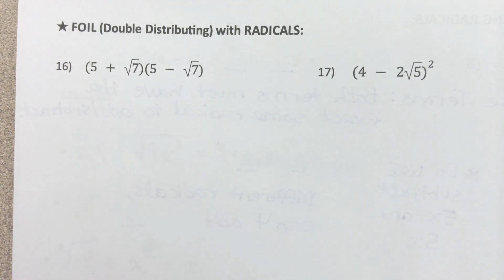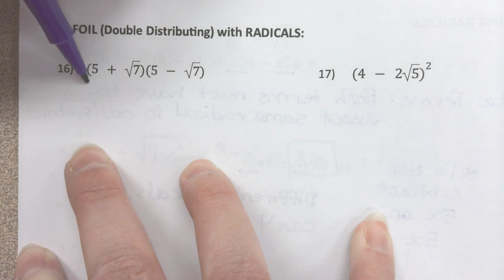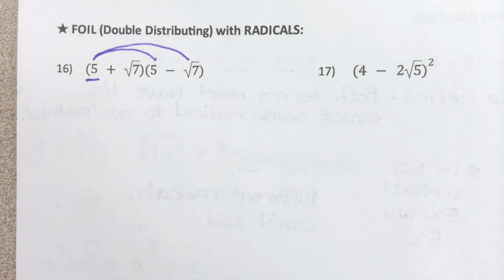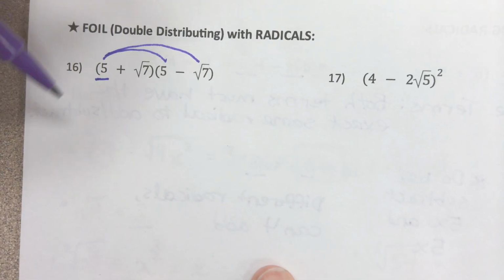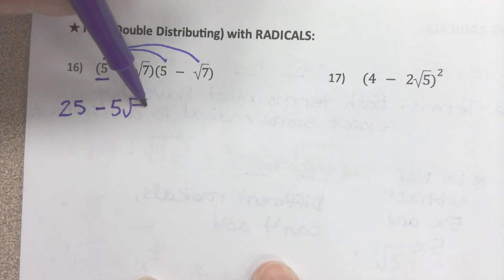Let's multiply. First thing I'm going to do is take the first number in the first set of parentheses, which is 5, and I'm going to distribute it into the second set of parentheses. 5 times 5, that's 25. 5 times negative square root of 7. First off, this is a negative. And then the 5 square root 7, you'll just write together.